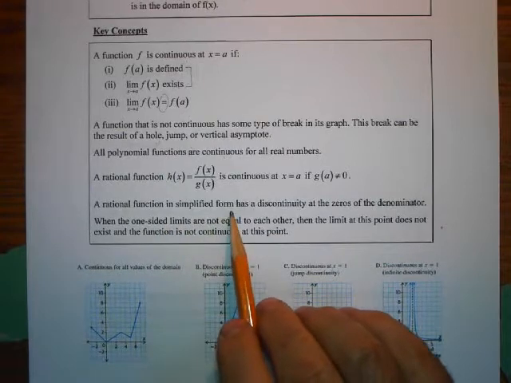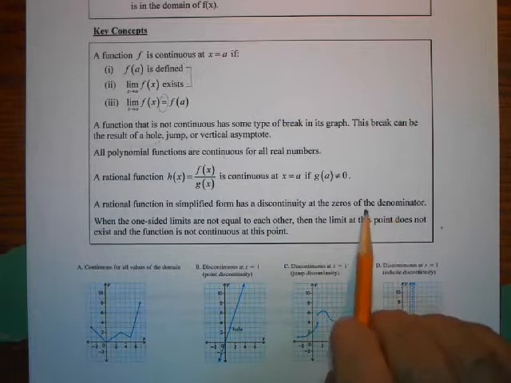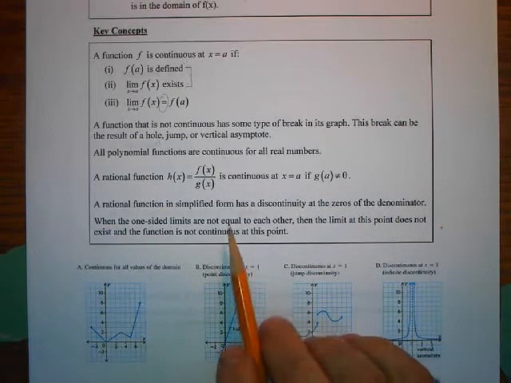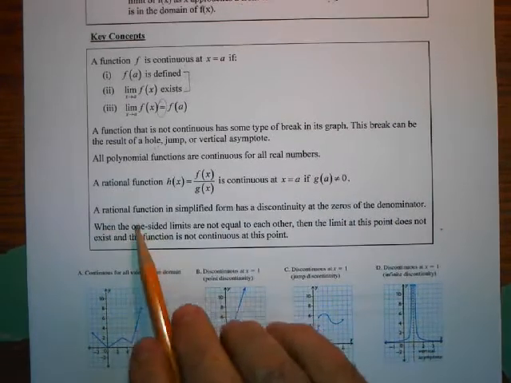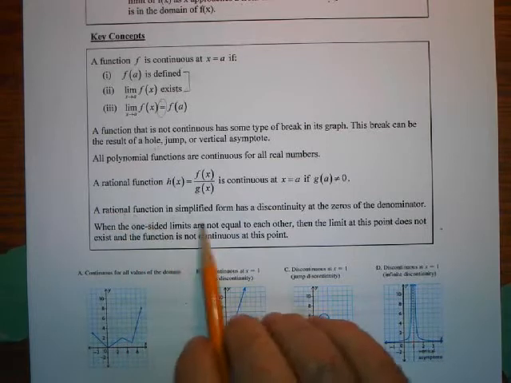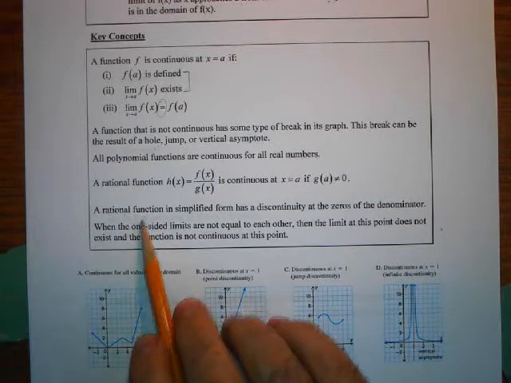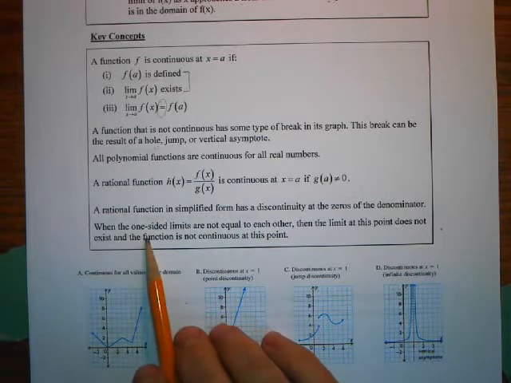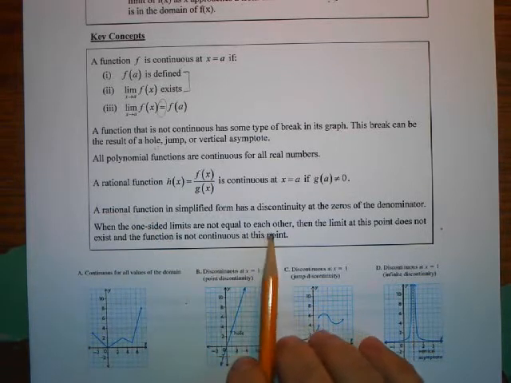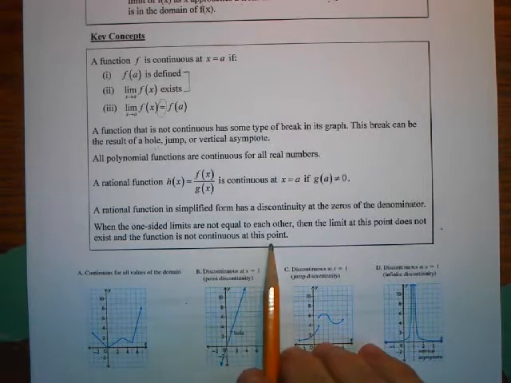A rational function in simplified form has a discontinuity at the zeros of the denominator. If you factor the denominator of a rational function, you'll have either a hole or a vertical asymptote where those factors equal 0. When the one-sided limits are not equal to each other, then the limit at this point does not exist and the function is not continuous at this point.